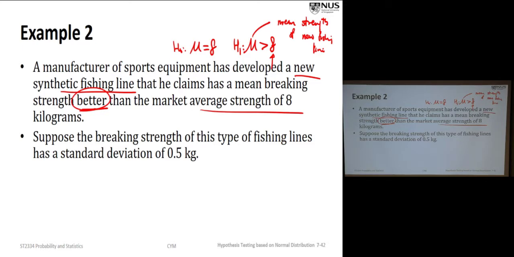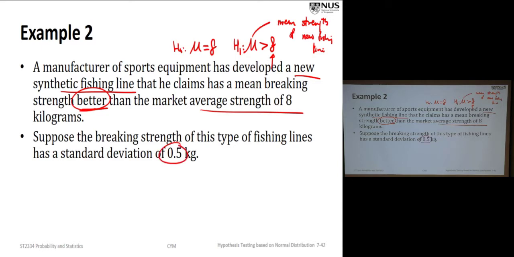Now, if you believe mu is bigger than 8, the manufacturer claims mu is bigger than 8 and you believe mu is bigger than 8, what's the point to do all this hypothesis testing? You agree, I agree. Okay, so mu is bigger than 8 now, right? So that's why you have to look for evidence, all right, to show that mu is in fact different from 8. And what is this 8? This 8 is the existing strength for the existing fishing line, the fishing line that you can find in the market.